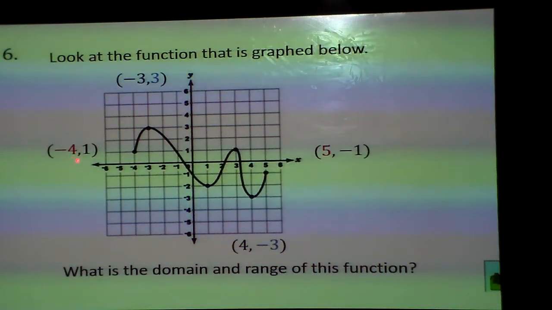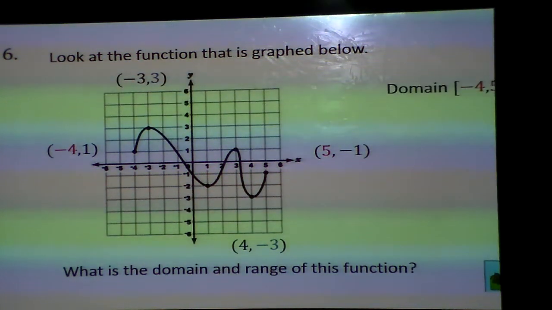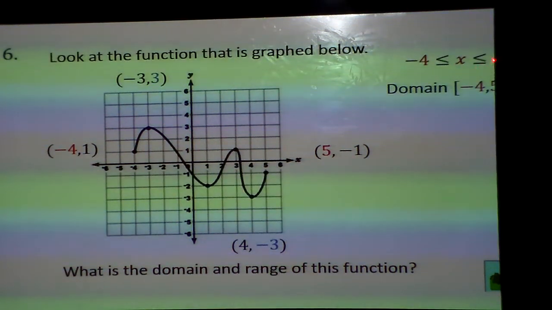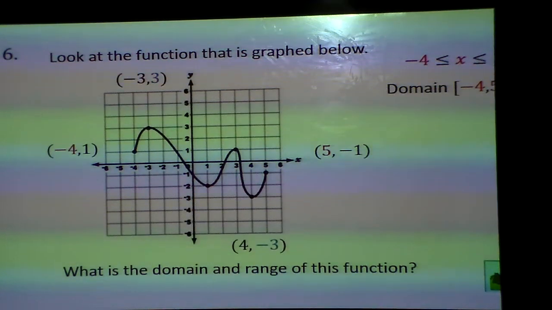The domain will simply be the furthest x's left and right. So notice the furthest x left here is -4, and the one right here is 5. So the domain will be -4, 5, and it's a bracket on that 5. Okay, it's a bracket on the 5, and you can't see it. And then also it would be that right there with that. It would be a 5 right there, and I hate that it's not working correctly.